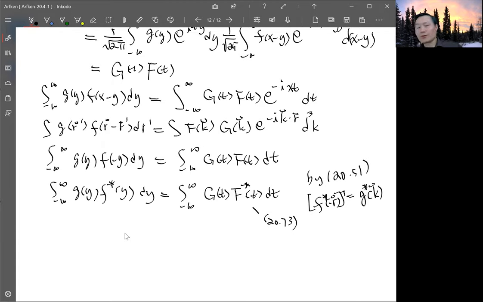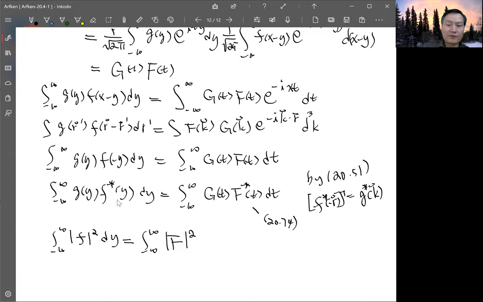This is part of the Parseval theorem, and I think it's actually 20.74. Okay, and also for the special case where g is equal to f, then f and f complex conjugate, the product is just the absolute value squared of f, which equals the absolute value of the Fourier transform squared. So this is the special case of the Parseval theorem.